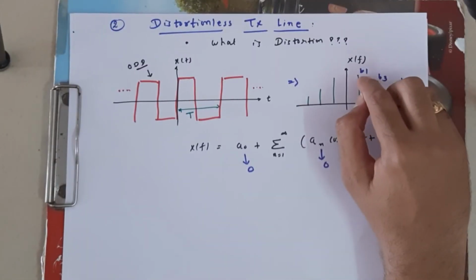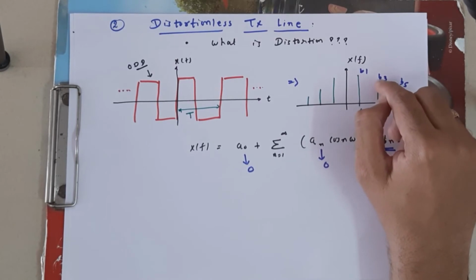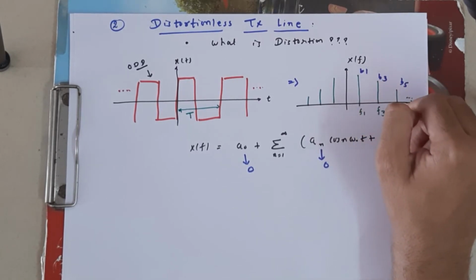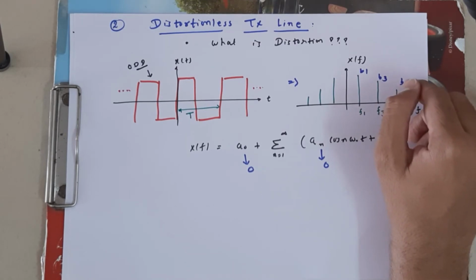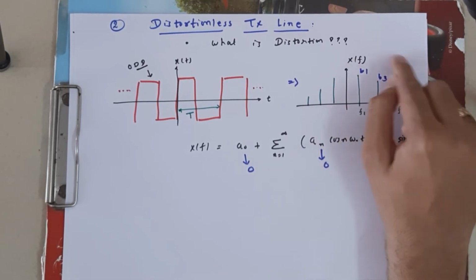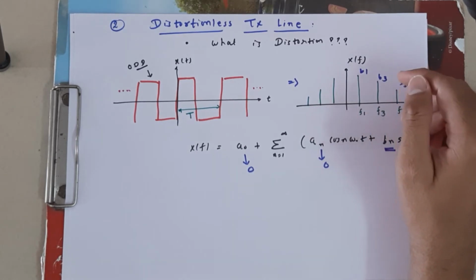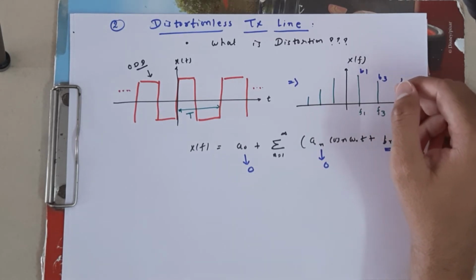Suppose this value is b1. After distortion the value becomes b1 by 2. This value is b3. After distortion it will become b3 by 4. This value is b5. After distortion it becomes b5 by 10 or b5 by 12. So each and every frequency component is attenuated differently. It is attenuated differently in a lossy line.